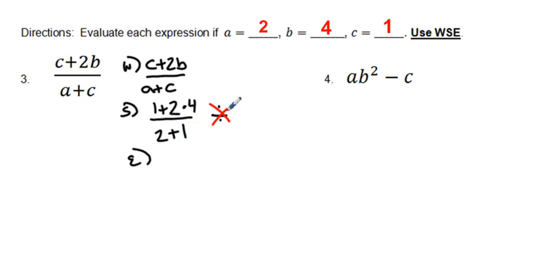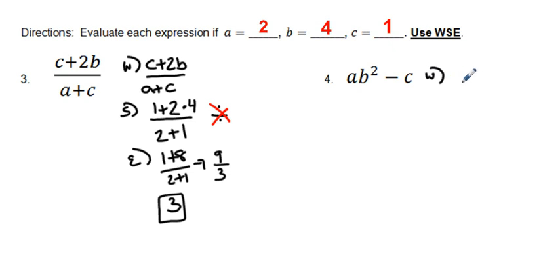So I'm going to first focus on the top here. And so I have 1 plus 2 times 4. Following PEMDAS, it's going to be 1 plus 8, over 2 plus 1. And then 8 plus 1 gives me 9, over 2 plus 1 gives me 3. And I get a final answer of 3 because that is seen as 9 divided by 3. Let's move on to this one.